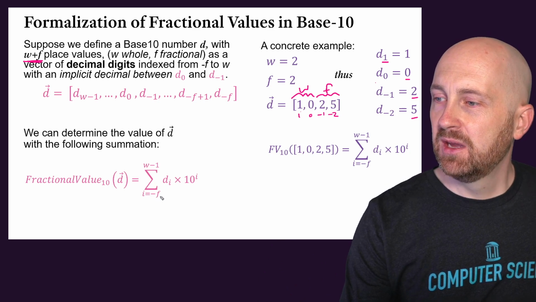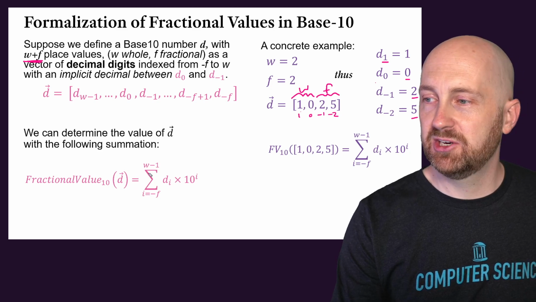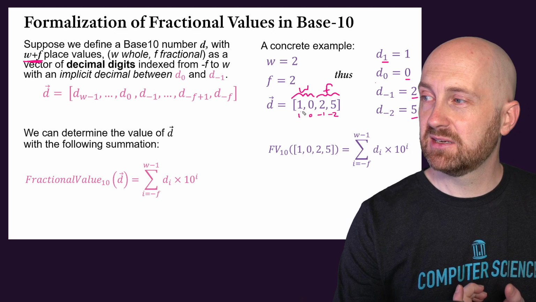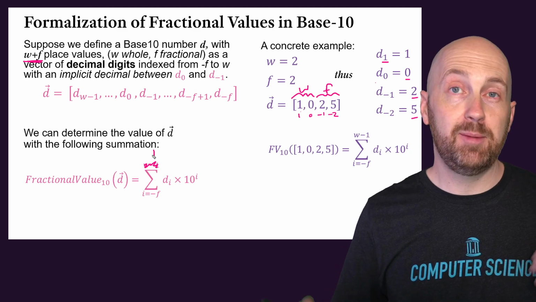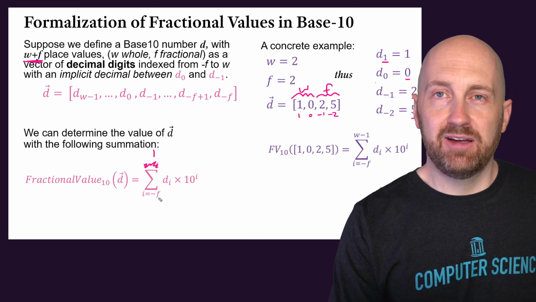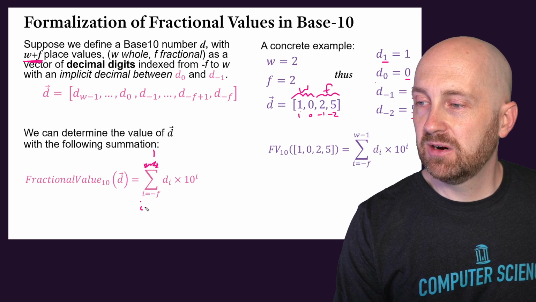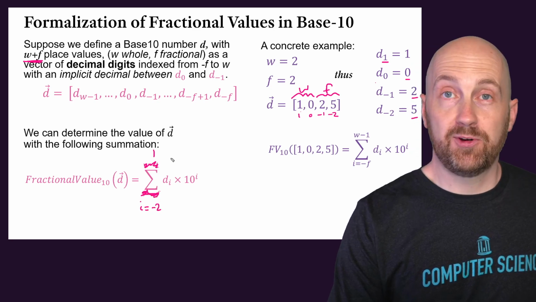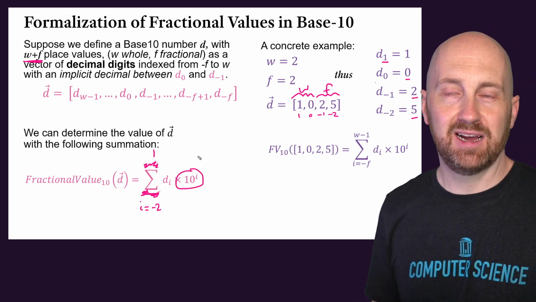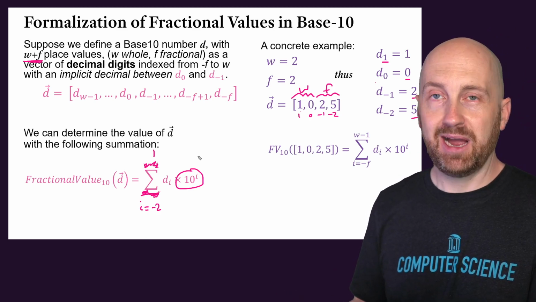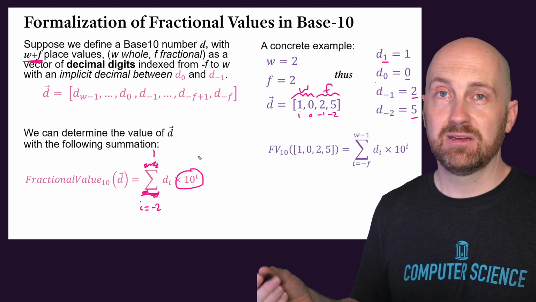Okay, so let's think about the summation. And I'm going to just fill in, I'm going to write over the top of this particular summation. So W is the number of whole digits, and that's 1 and 0 in our case, so 2. So W minus 1 is just going to be 1. So we're going to go up to 1 in our summation. And negative F, where F is the number of fractional digits, we have 2 of those, 2, 5, that's going to be negative 2. So I is going to start from negative 2 and go up to 1, okay? And then we're just going to plug in a very similar formula here, and the key thing to recognize is that because we're using 10 raised to the power of our index here, and we have a negative index, that's how we're going to be able to encode these fractional values.